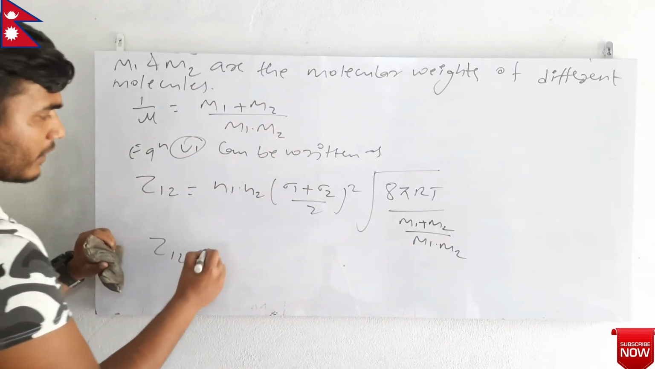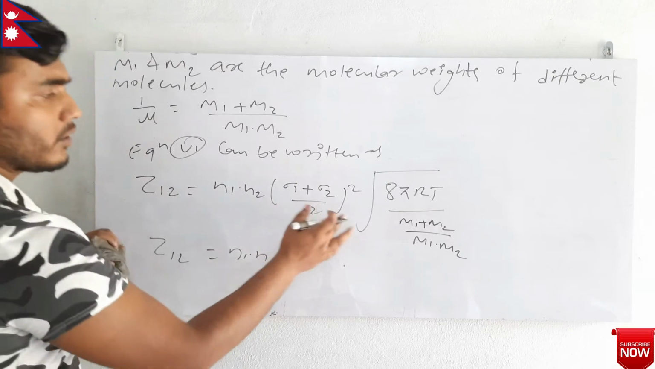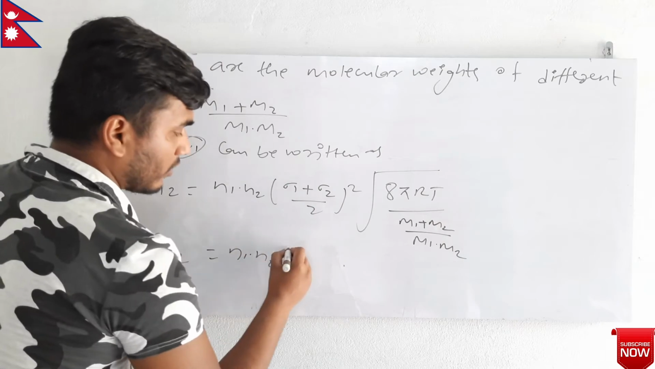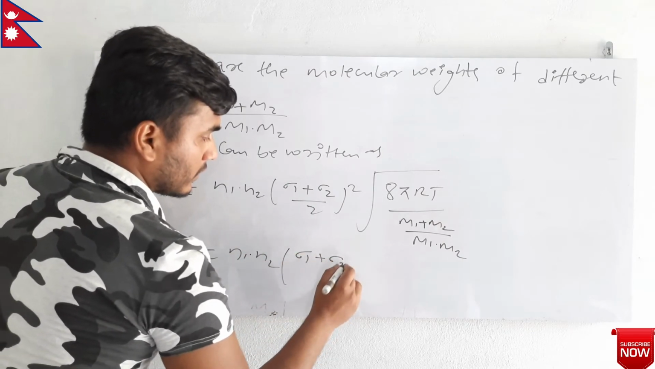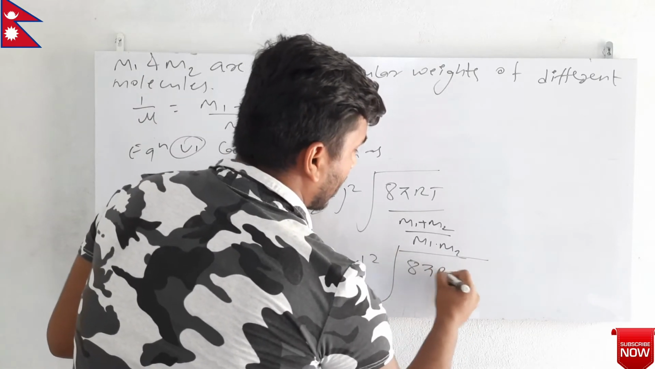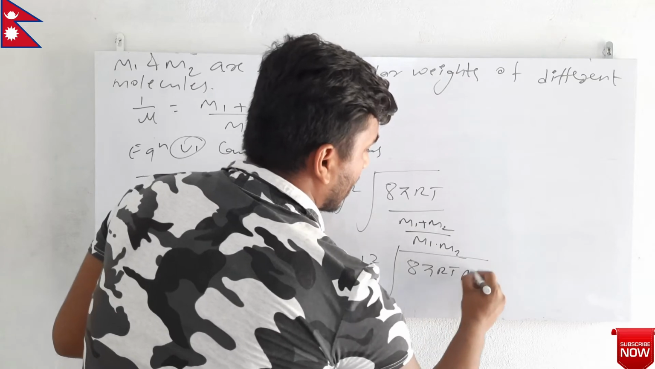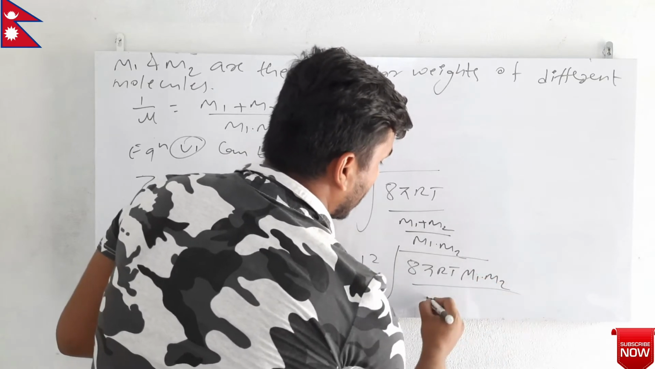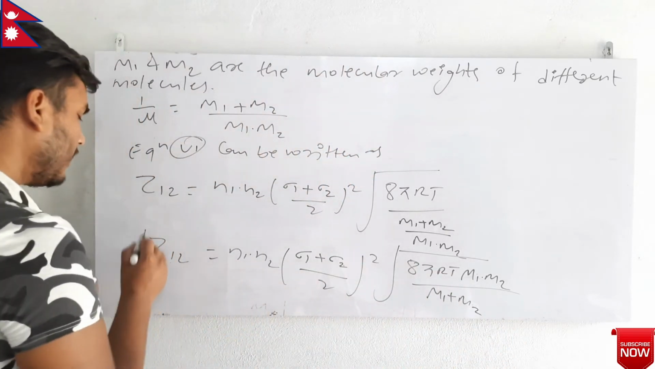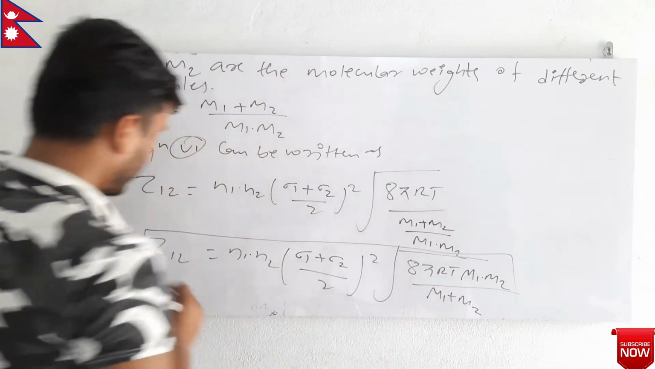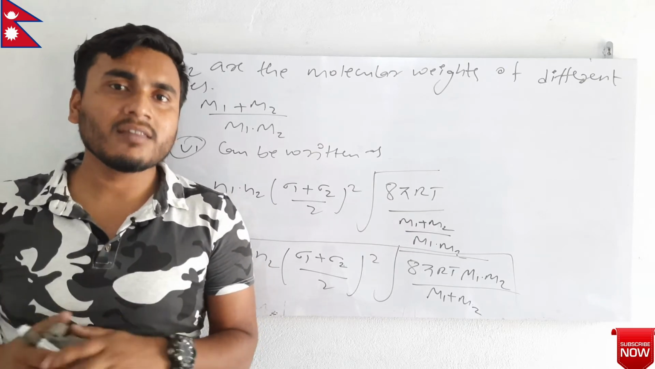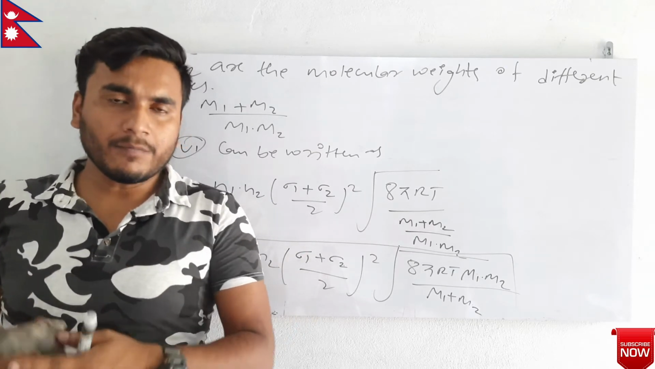So this equation can be written as n1 dot n2. We are not changing this much part, we are just going to multiply this value with this value, that's all. Nothing tough in this line. 8 pi RT m1 dot m2 by m1 plus m2. So this is the value for number of collisions per second per unit volume in case where there are different types of molecules.